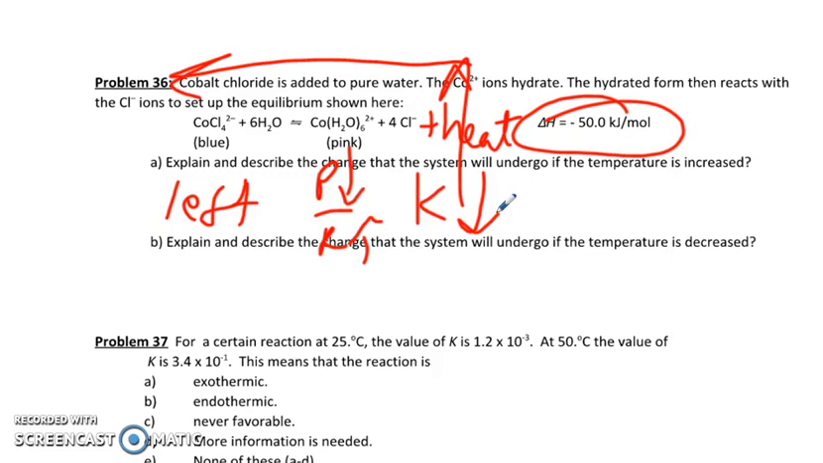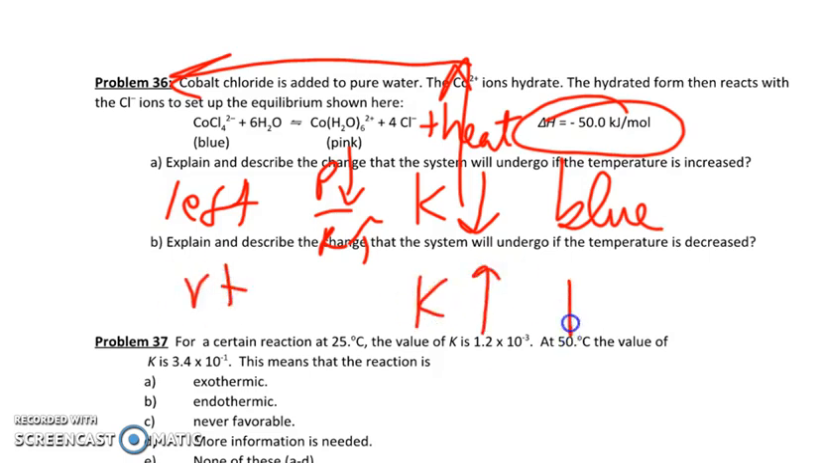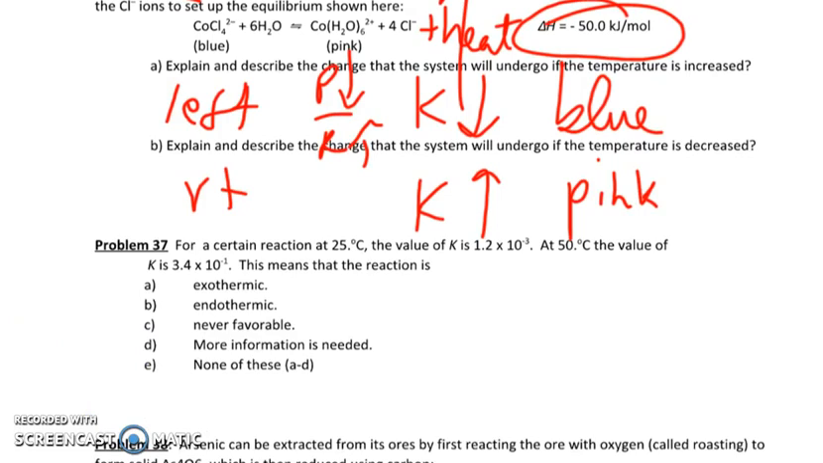What happens to the color? Turns blue. Should have used the other color. Okay, what if temperature goes down? Can you figure out what happens? Look at everything I wrote and do the opposite. This is to the right, K goes up, and it turns pink. Okay, hopefully that makes sense to you. How about number 37? Why don't you go ahead and do that. Pause this and see what you get.